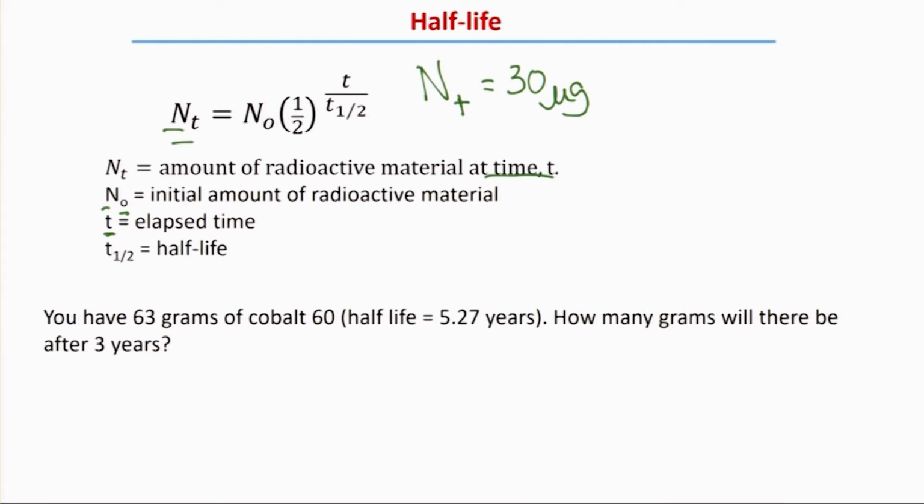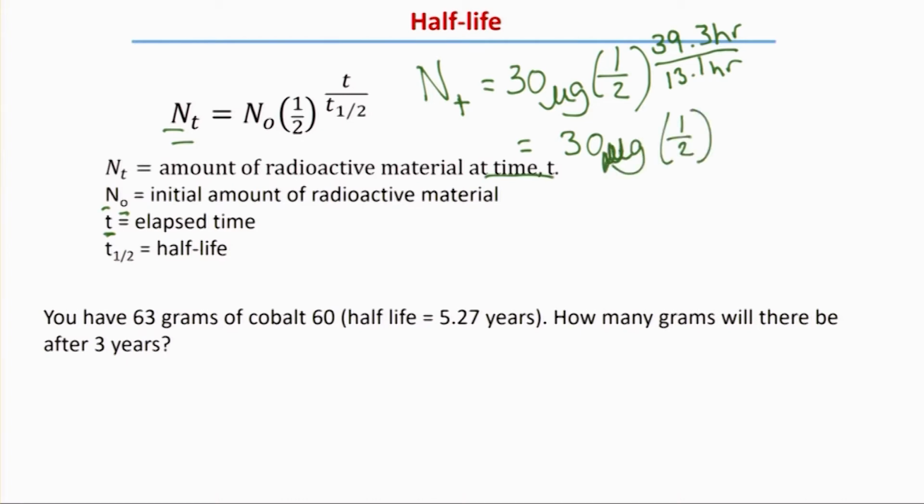So this is how we figured out how many half-lives. 39.3 hours is the total time that we were asked about, and the half-life, T 1/2, for this specific isotope is 13.1 hours. So this is the same as taking our 30 micrograms times 1/2 raised to the 3rd, because we figured out there are 3 half-lives. Once you calculate that, you get 3.75 micrograms.